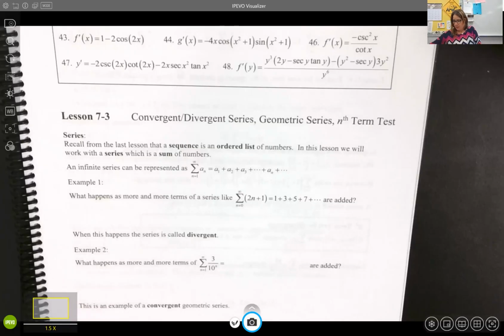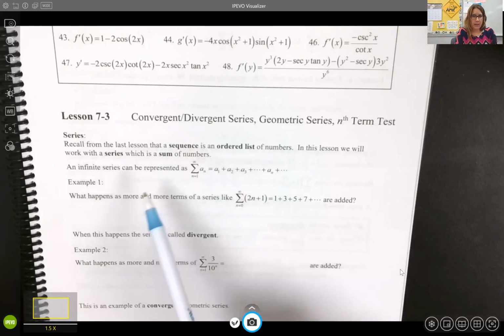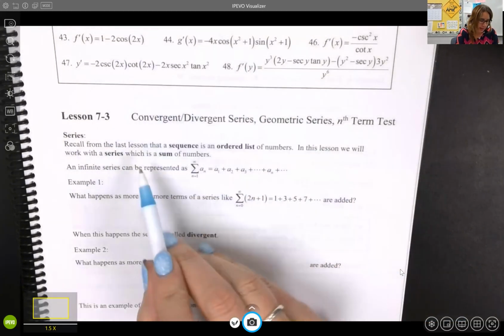Hey guys, I'm going to give you a lesson on 7.3. Going to start getting into some series and learning about convergence and divergence tests. Okay, so when we start this, we're going to be talking about convergent and divergent.